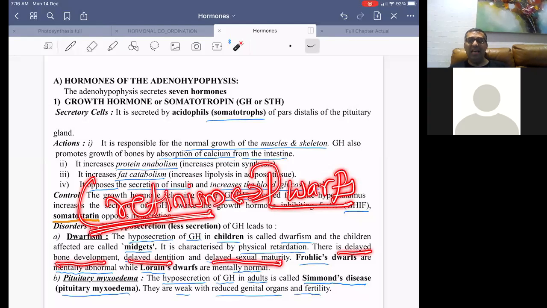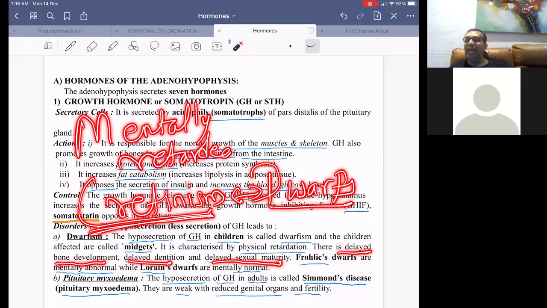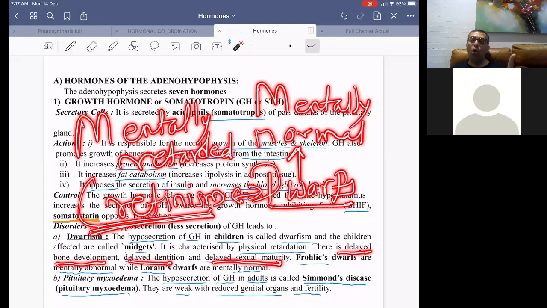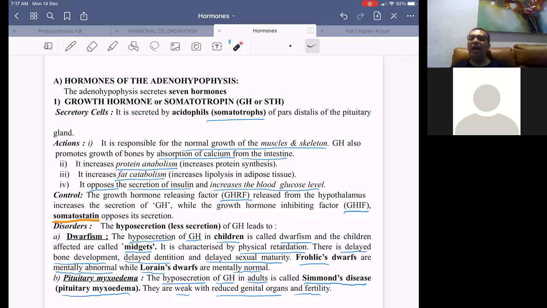Cretins are not only physically retarded, they are also mentally retarded. Dwarfs, thank God, are mentally normal. They do not have mental retardation because growth hormone has got nothing to do with development of the brain. If you remember, brain development was controlled by thyroxine. Growth hormone has nothing to do with brain development. So children who are dwarfs are mentally normal. But as a matter of fact, there are two types of dwarfs. Frolics dwarfs are mentally abnormal and Lorentz dwarfs are mentally normal.